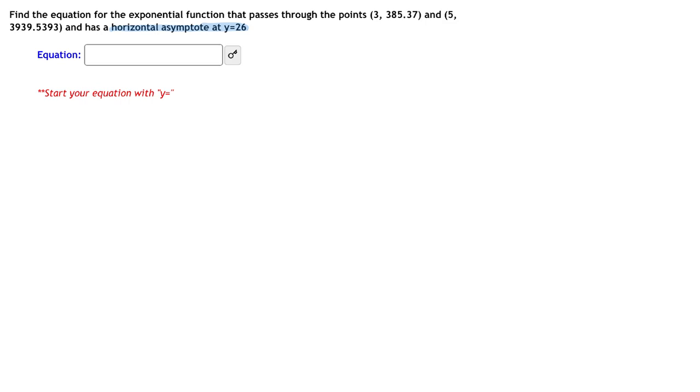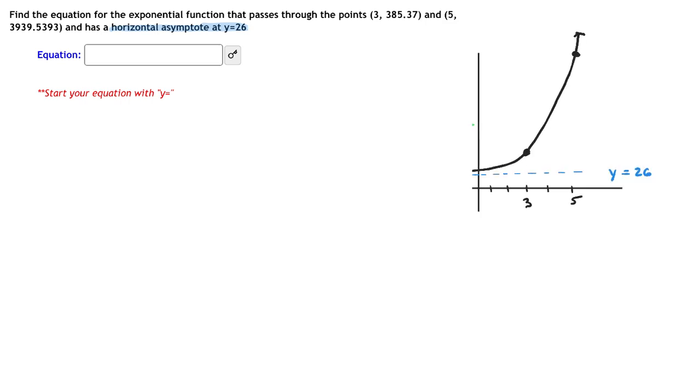Most exponential function problems that you've done previously had an asymptote at 0. This one has it at y equals 26. So here is a little sketch of that graph to help you visualize that. You don't necessarily need to sketch a graph, but it helps to see what's going on. Not really to scale, but you have (3, 385) and (5, 3093). But the key thing here is that this asymptote is at y equals 26.